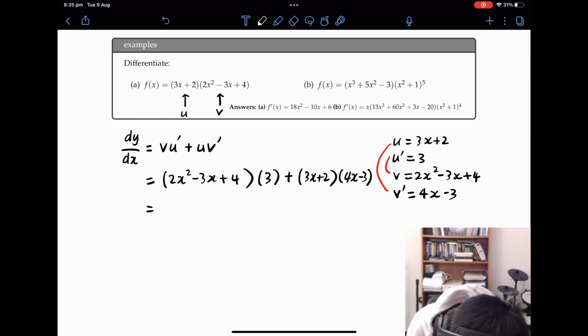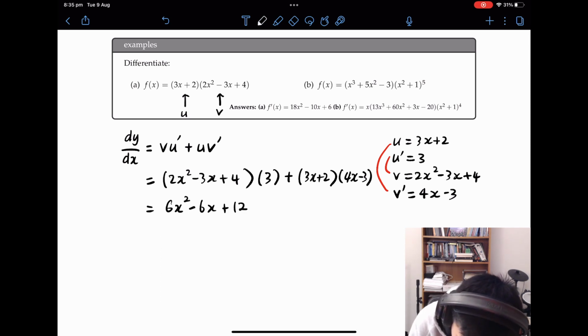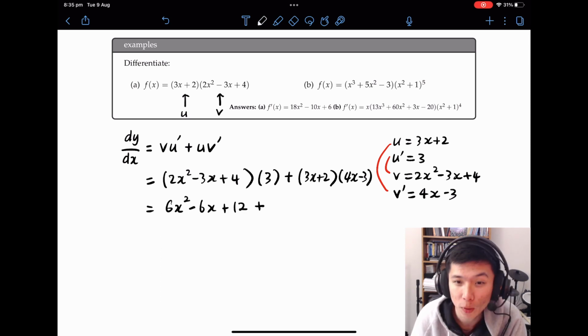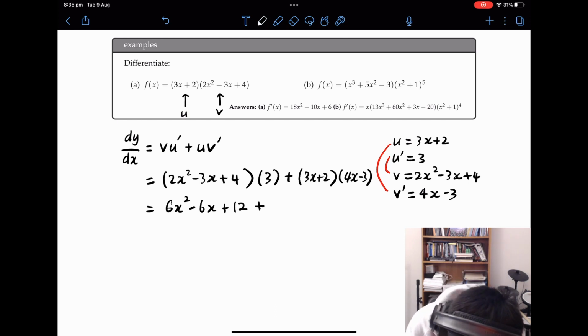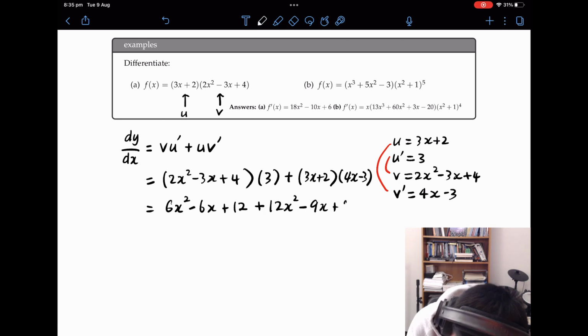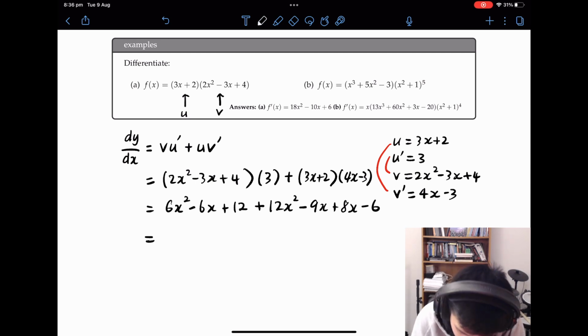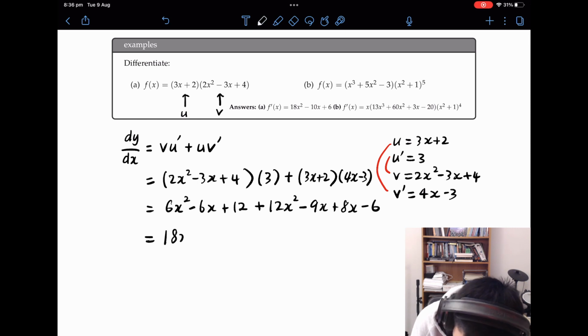So let's expand everything. When I expand this bracket, I multiply everything by 3, and then expanding our quadratic over here, this will give us 12x squared minus 9x plus 8x minus 6. If I collect all our like terms together, we will get 18x squared. We'll get minus 6x plus 9x, that's minus 15, and minus 15 plus 8.